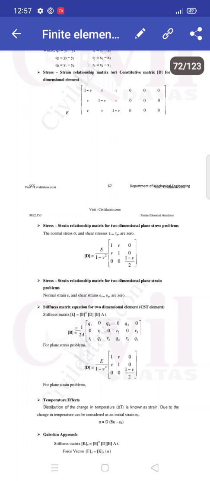The temperature affects the distribution of the change in temperature. Delta T is known as the strain due to change in temperature, which can be considered as an initial strain. So sigma is equal to D into B u minus epsilon naught.